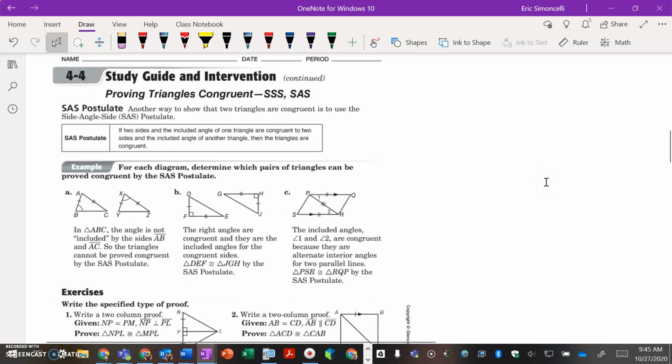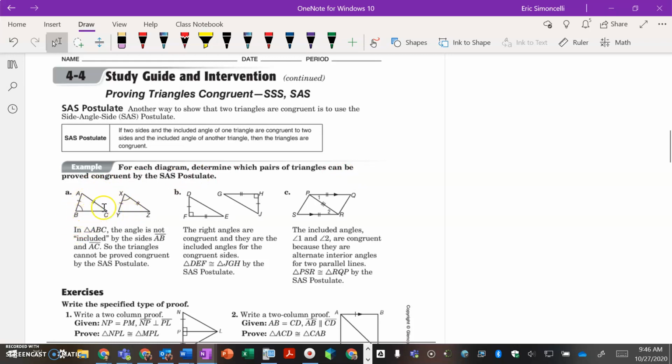The side angle side postulate is another way to show that 2 triangles are congruent. So if 2 sides and the included angle of one triangle are congruent to 2 sides and the included angle of another triangle, then the triangles are congruent. So for example, it says for each diagram, determine which pairs of triangles can be proved congruent by side angle side. So as we take a look here, we've got 2 triangles.